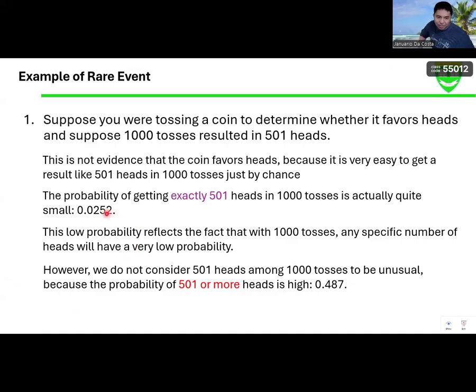That's not 0.025, but the probability is 0.487. Now, is this a rare event? Yes or no? No, that is not a rare event. It is greater than 0.05. Remember, the magic number is 0.05.